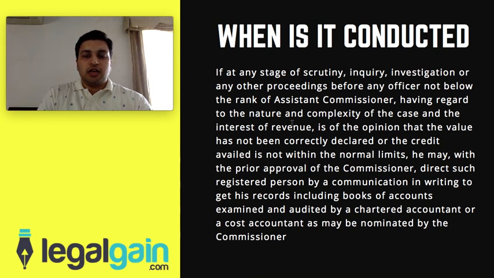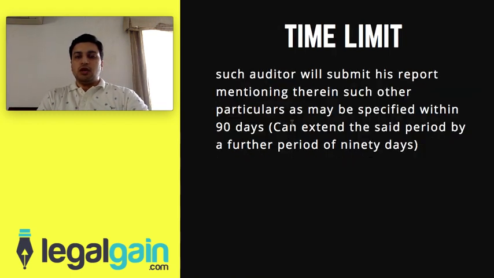That means during any kind of assessment proceedings, scrutiny proceedings, the department officer not below the rank of the assistant commissioner will direct the SSE to get his books of accounts audited or checked, examined by a CA, and that CA is nominated by the commissioner himself. What is the time limit? Such auditor will submit the report within 90 days. This can be extended further by another 90 days.